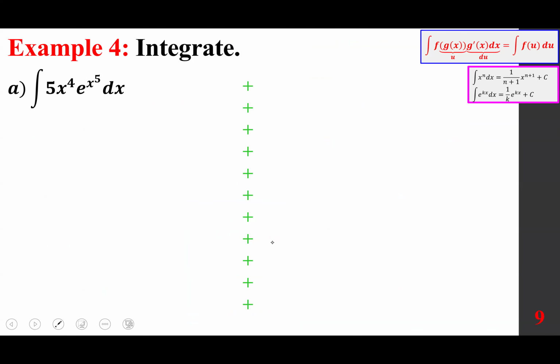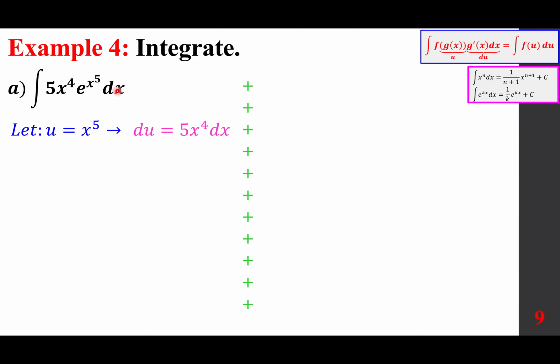What happens when e to some power is involved? In those cases, the exponent of e is a choice of u. Now, if u is x to the power of 5, its derivative is 5x to the power of 4. Therefore, du is 5x to the power of 4 dx. So we are looking at this format.